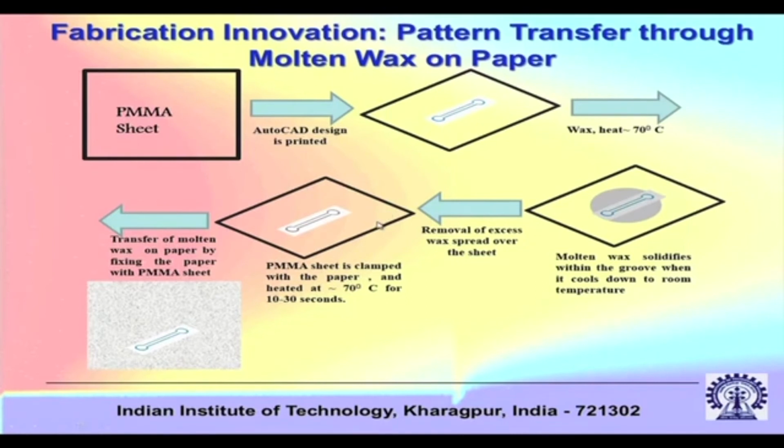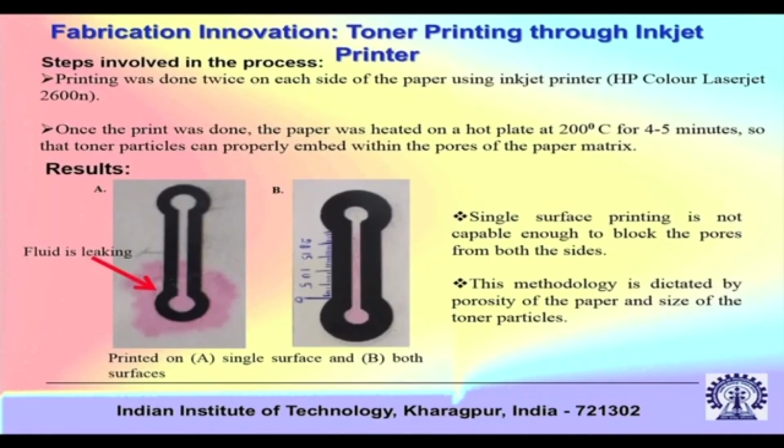So the excess wax that is spread over the sheet is removed, and the PMMA sheet is clamped with paper and heated at 70 degrees centigrade for 10 to 30 seconds. Then wherever the wax is there, when it is clamped with paper, there is a transfer of molten wax onto the paper. From the PMMA sheet the wax pattern will be transferred to the paper sheet if you clamp them tightly. So this is basically pattern transfer.